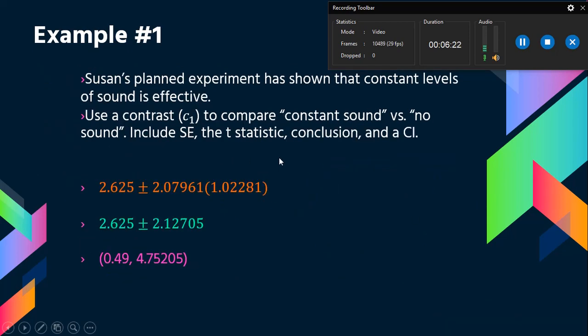We also were asked to run a confidence interval. So in the front here, 2.625 is the value of my constant for my contrast. For T-star, make sure when you enter this into the iPad, you're using an area of 0.975, and then the last number is the standard error that we just came up with. As I do the math, my confidence interval does show me that 0 is not part of this interval, and that further supports the evidence that I had against the null.